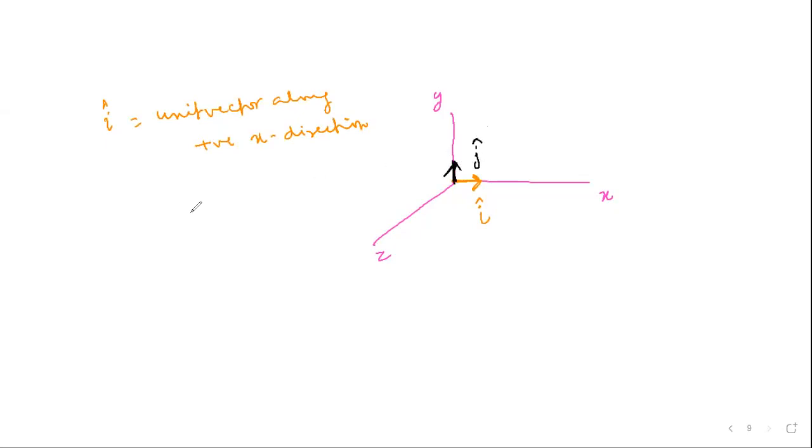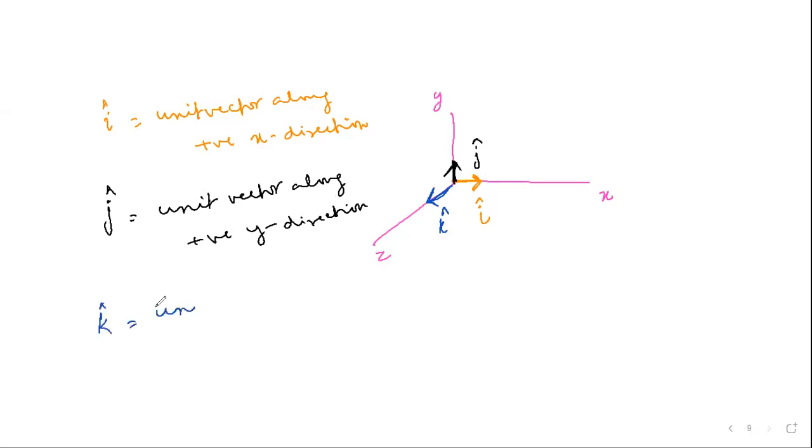j cap. j cap is a symbol for the unit vector along positive y direction. Remember this, unit vector along positive x direction is i cap. Unit vector along positive y direction is j cap. That means another color. And k cap is the unit vector along positive z direction. Vector along positive z direction.